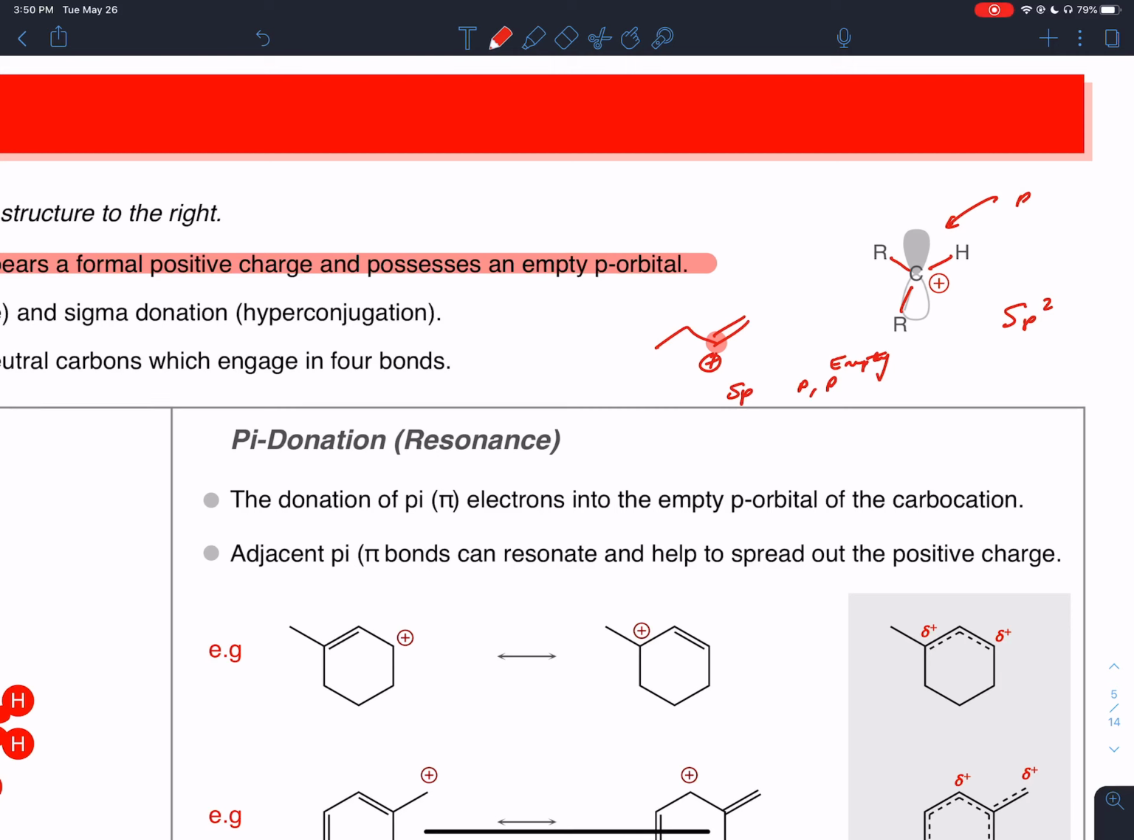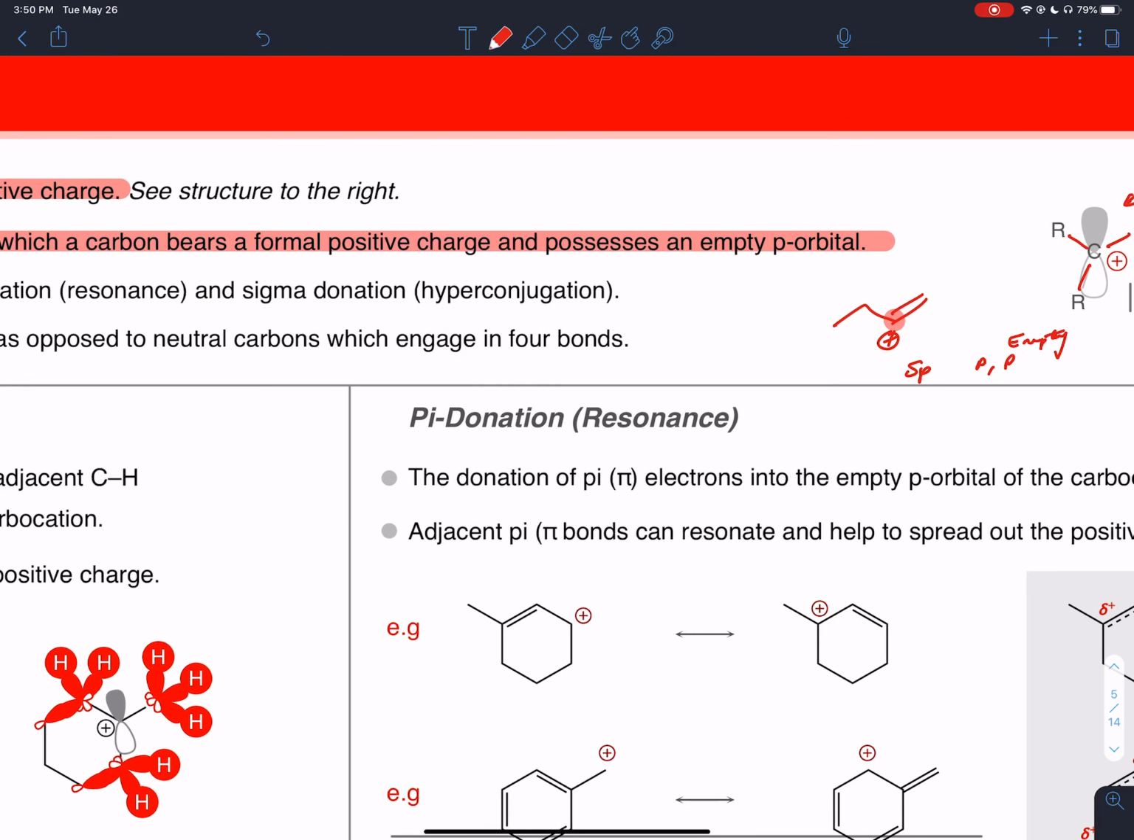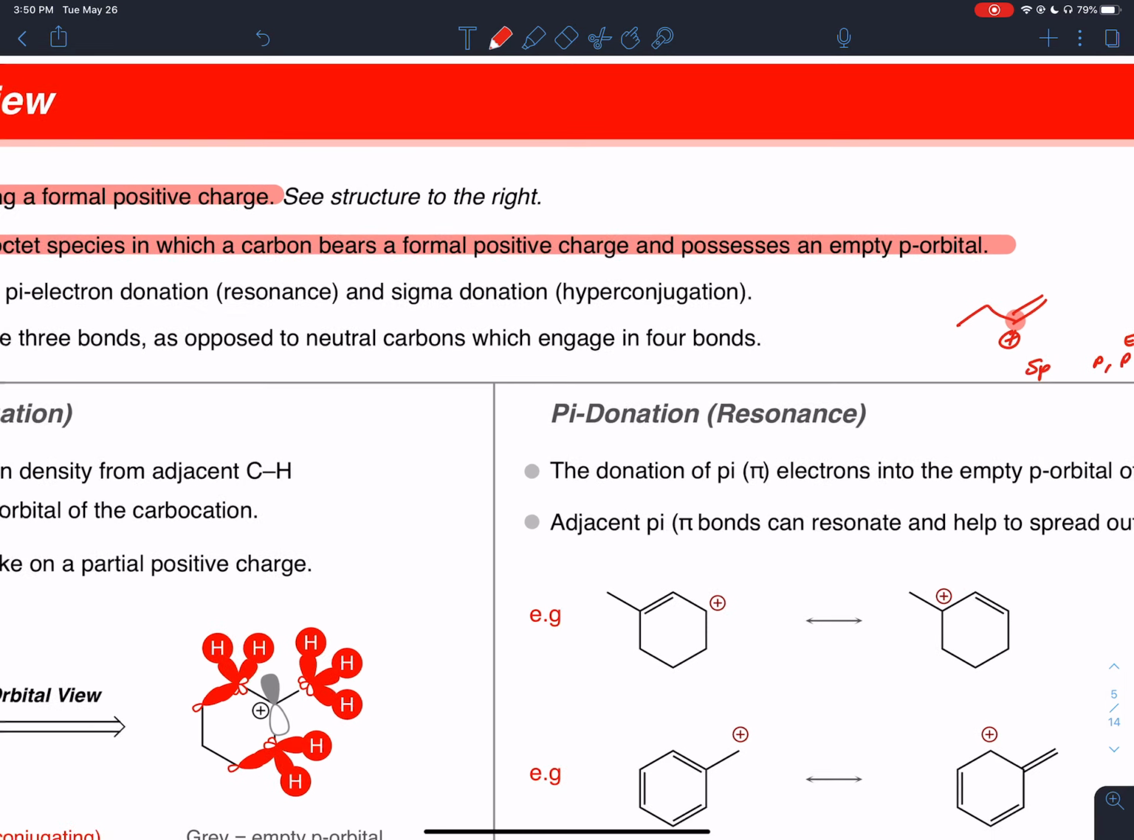So the vast majority are sp2, that's if there is no pi bond to the carbon, it's only making sigma bonds. And some select carbocations, which you will discuss, are sp hybridized, but those carbocations are also engaging in a pi bond, okay?